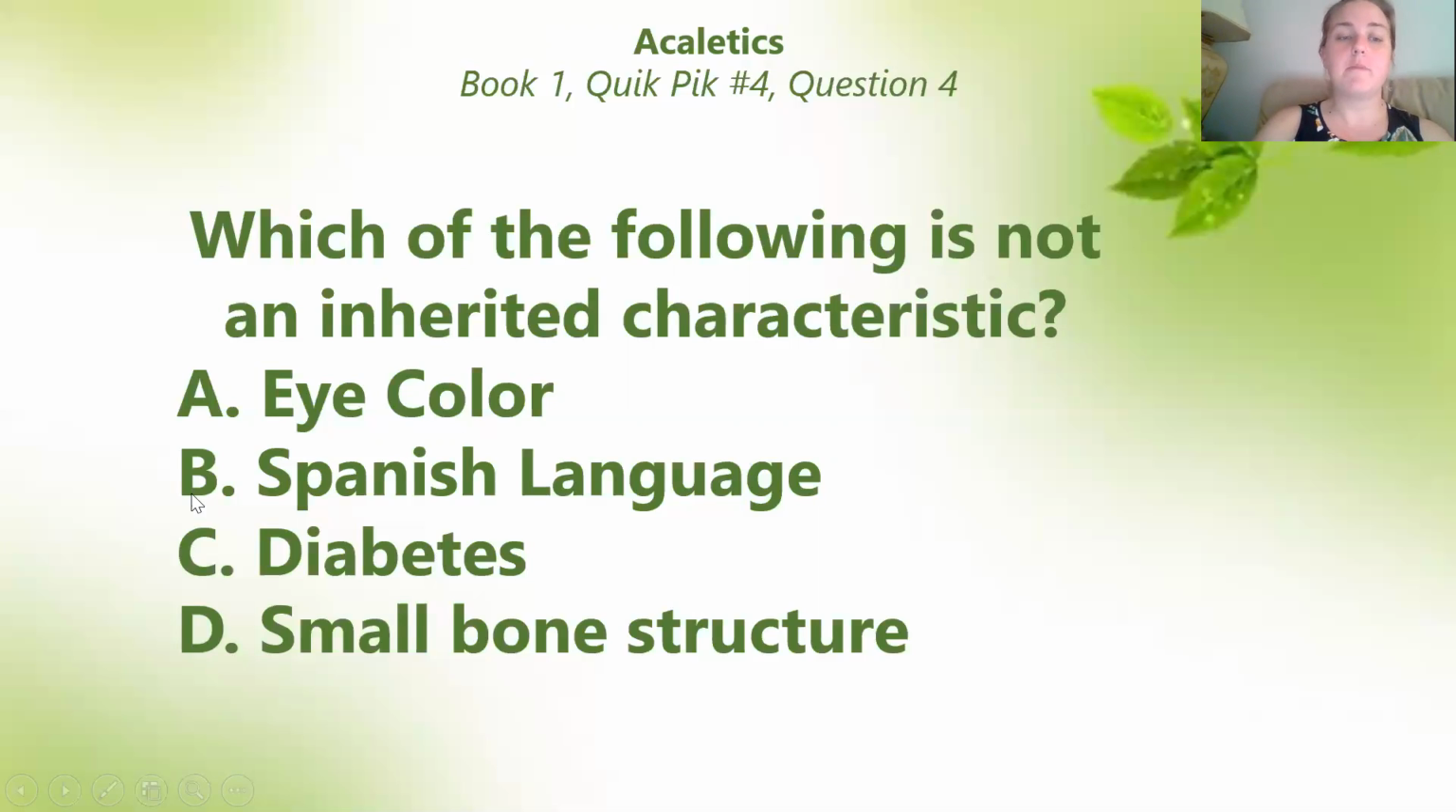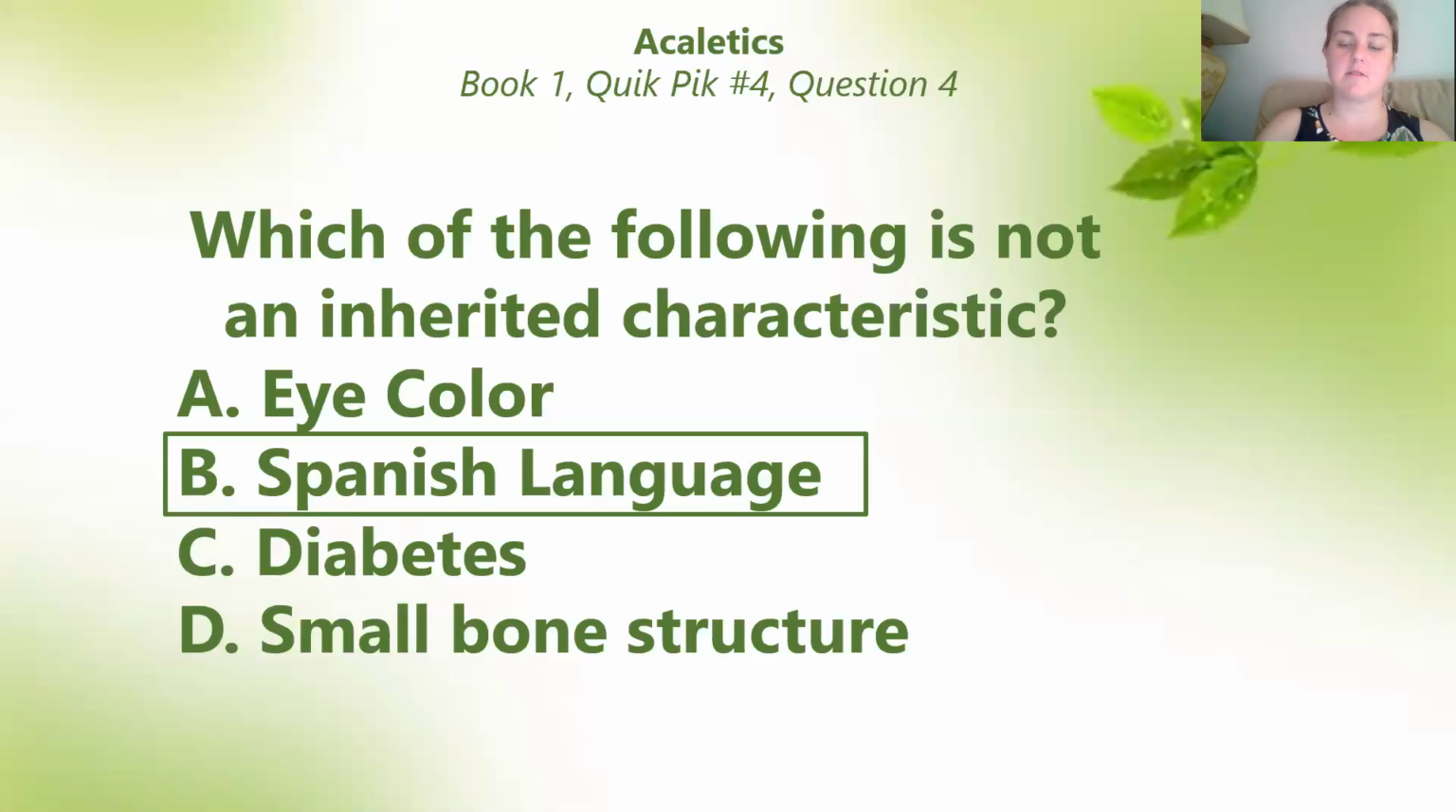A, eye color. B, Spanish language. C, diabetes, which is like a disease. Or D, small bone structure. I know your bones, it's when you're born, so that's probably going to come from your parents. Diabetes is a hereditary disease. That means that it's kind of passed from one generation to the next. And then eye color, we just talked about that. I got my eye color from my dad. So B, Spanish language. When you're born, you don't have a language. You're not born with a language. You learn that language from your family. So Spanish language you are not born with, so that is not an inherited characteristic. So the answer is B.